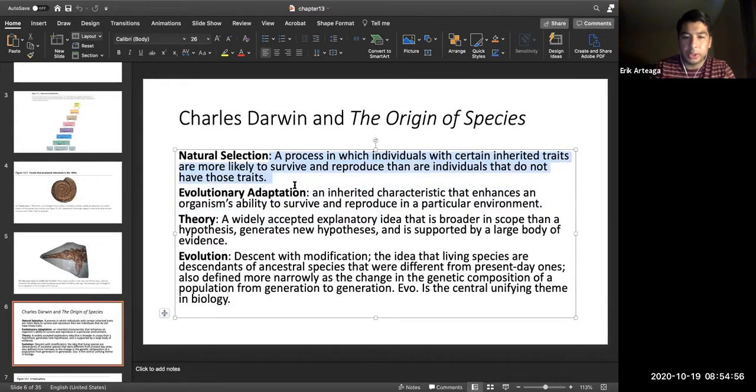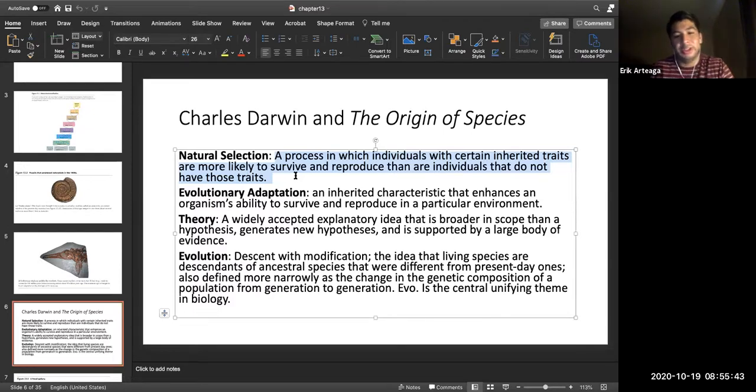So natural selection essentially is just referring to the random chance that an individual organism is more likely to survive and reproduce. If you are more fit, if you are better able to survive in that environment, you will survive and produce young. If you're unfit, your genetic information may or may not be passed down to the next generation. Okay, so essentially that is going to cause those minor changes over time and eventually lead to evolution or different traits in that species. Okay, so evolutionary adaptation: an inherited characteristic that enhances an organism's ability to survive and reproduce in a particular environment.